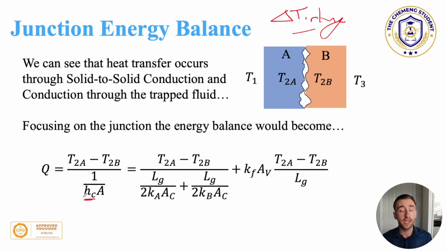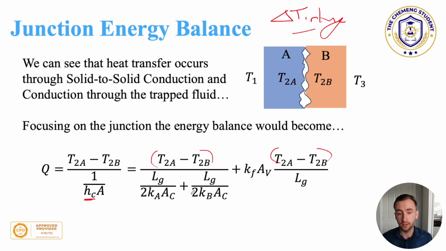Now we can further expand on this, and if we break this apart, then we can express this in both the solid to solid conduction plus the convection through the air, the trapped fluid. And that would be that we have T2A minus T2B. So the delta T is going to remain the same. That's not going to change. But the resistance will be slightly different.